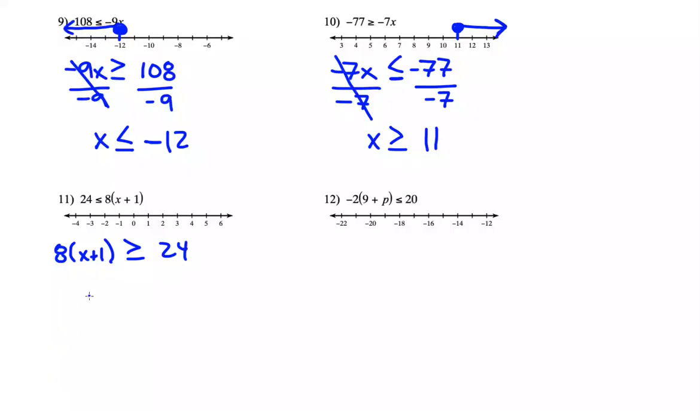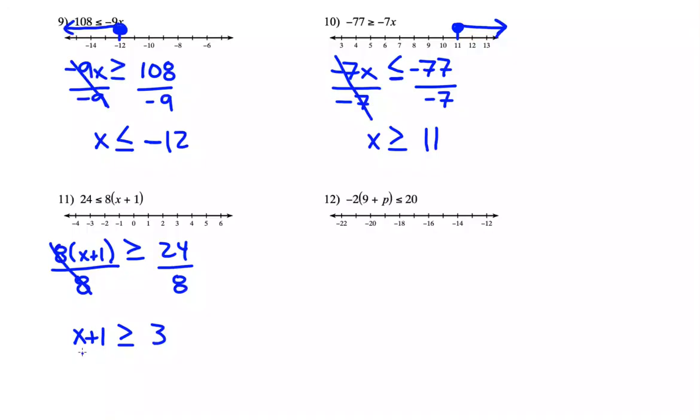All right. The first thing I'm going to do is I'm going to divide. I have 8 times this whole thing, so I'm going to divide the whole thing by 8 to cancel those. But if I do that to one side, I have to do it to the other side as well. So over here, I'm just going to have x plus 1, and 24 divided by 8 is just 3. And again, it's just going to be greater than or equal to.